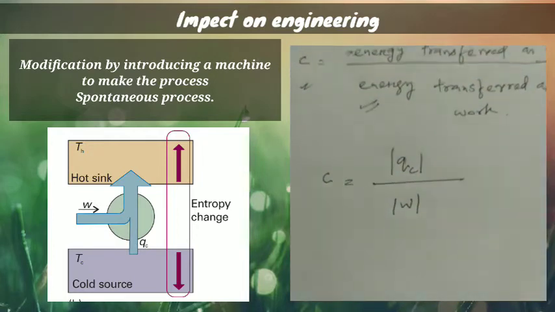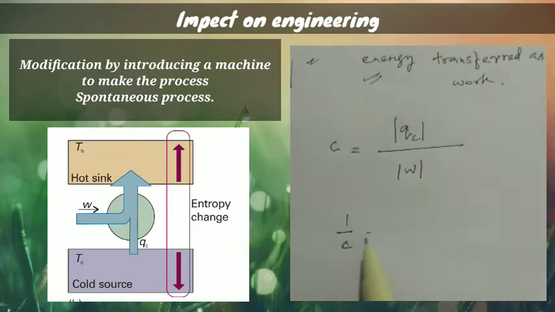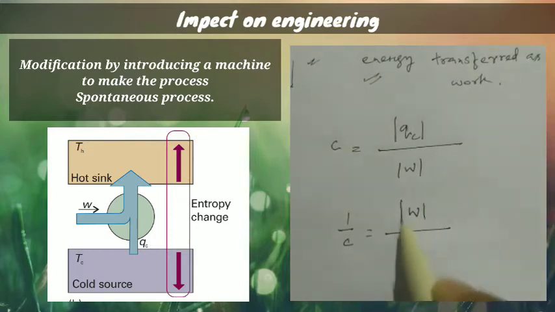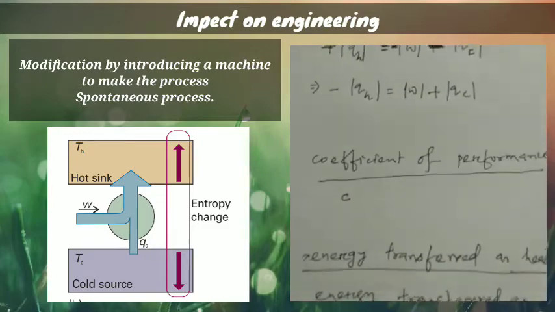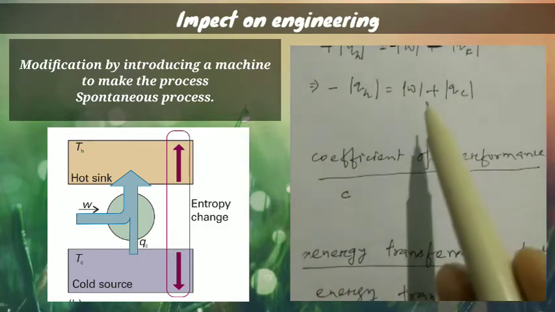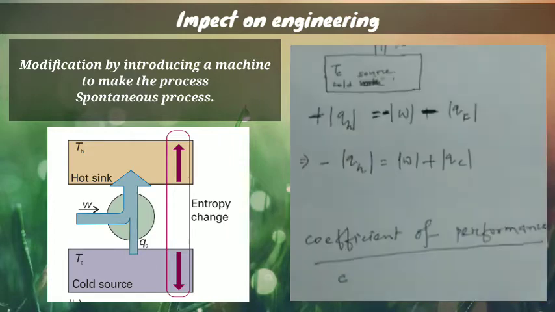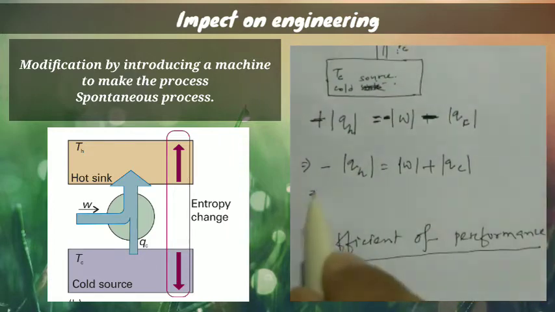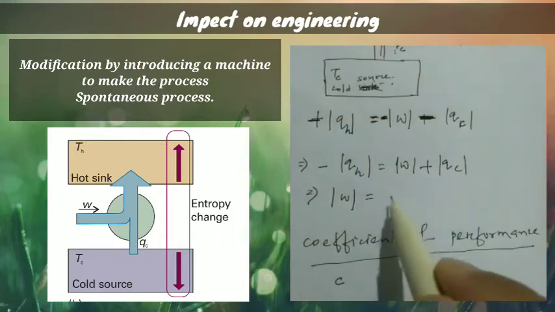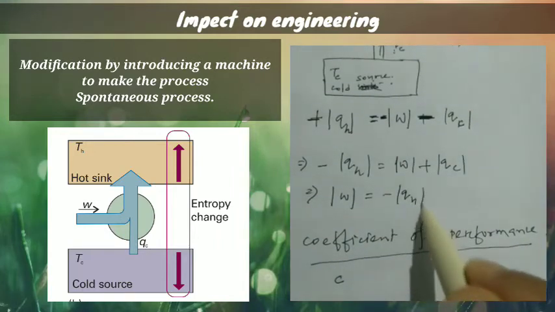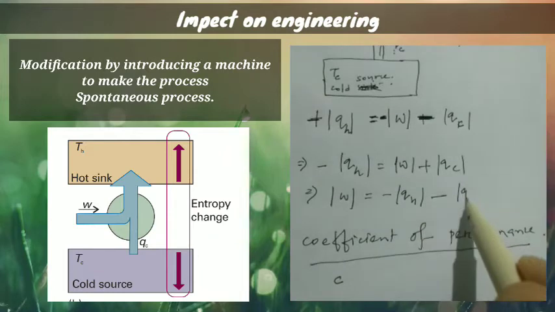We can even write this as c is equal to W by QC. Here you see we already have the value of W. From this equation, we can write W is equal to minus QH minus QC.